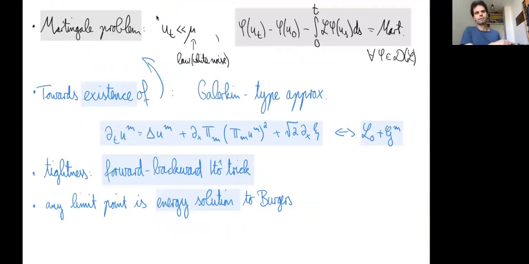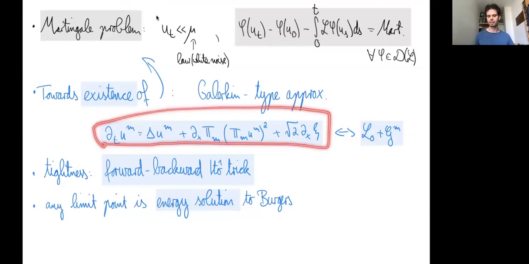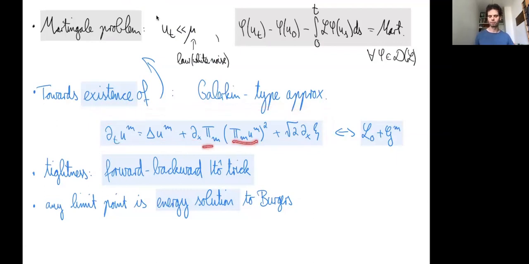Yeah, and then we were talking about the existence of the Martingale problem. For this, we used these Galerkin type approximations. So we looked at this equation, which basically is a Galerkin approximation. We truncate the Fourier modes here, except we don't truncate the noise.